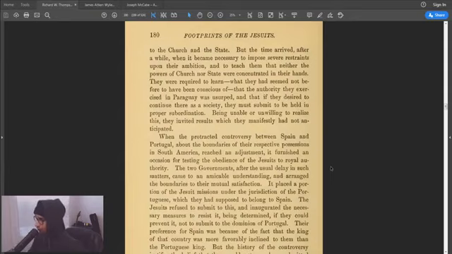The Jesuits refused. Oh, sorry. It placed a portion of the Jesuit missions under the... So the Jesuits refused to submit to this and inaugurated the necessary measures to resist it, being determined, if they could prevent it, not to submit to the dominion of Portugal.